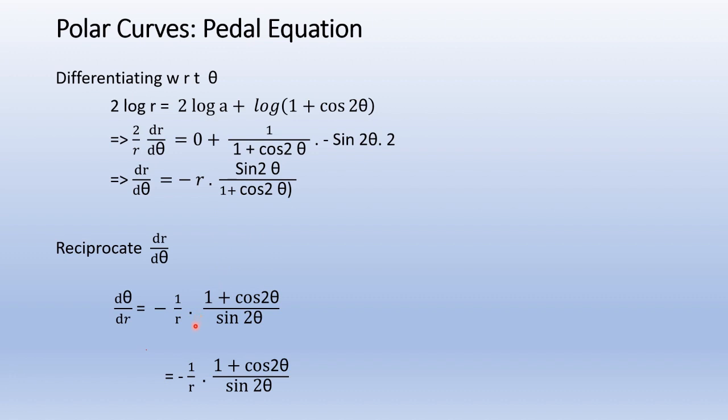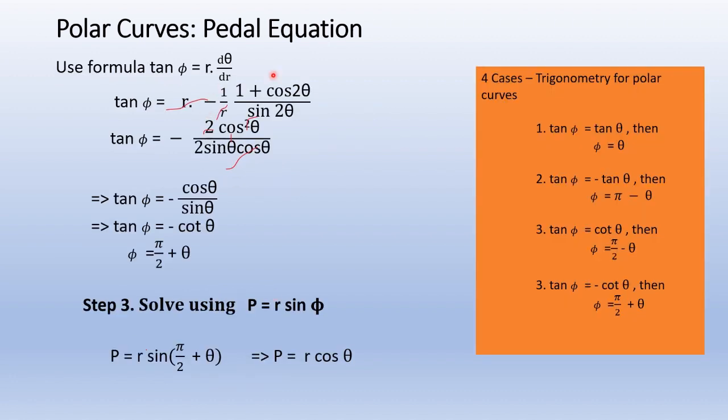Using formula tan phi is equal to r d theta by dr, substituting the value of d theta by dr, r and r get cancelled. 1 plus cos 2 theta can be written as 2 cos square theta and sin 2 theta as 2 sin theta cos theta. Cancelling 2 and cos theta, we get minus cos theta by sin theta, which is minus cot theta. By property of trigonometry for polar curves, if tan phi is minus cot theta, then phi is equal to pi by 2 plus theta. Step 3. Solve using p is equal to r sin phi, p is equal to r sin of pi by 2 plus theta. This implies p is equal to r cos theta.